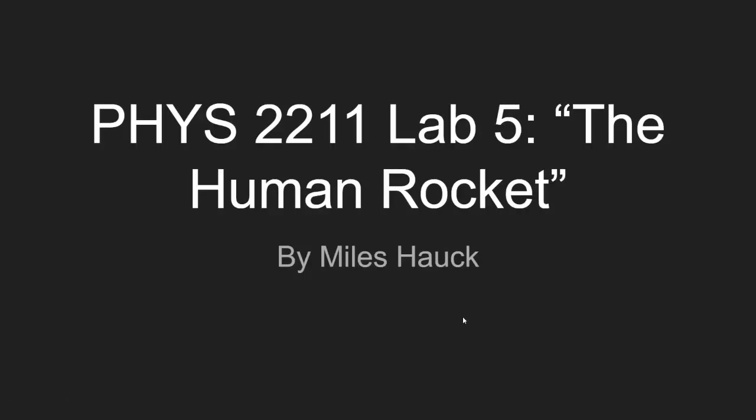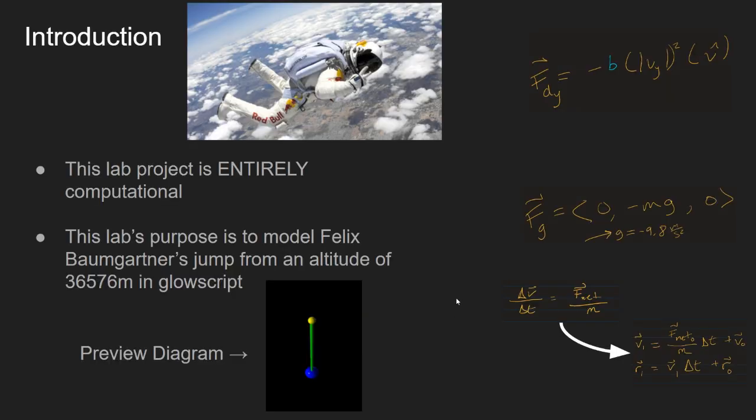So this is my lab report for lab number 5, and I chose to do the human rocket computational experiment. To introduce this lab, about 10 years ago, Felix Baumgartner partnered with Red Bull, and he jumped out of a balloon from an altitude of about 120,000 feet. For our purposes, that is a little over 36,000 meters for physics principles.